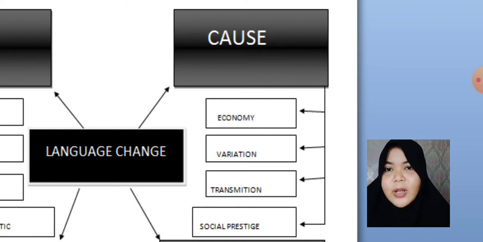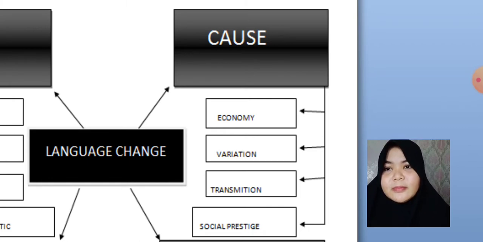So that's what we call the economy that causes a language change, because we want to simplify the words and use less energy to use that language. So we are decreasing it or eliminating some part of it.